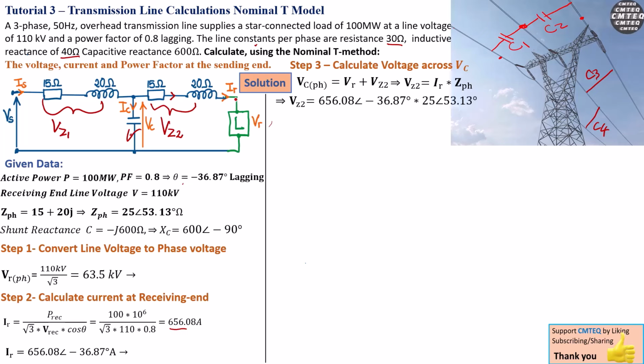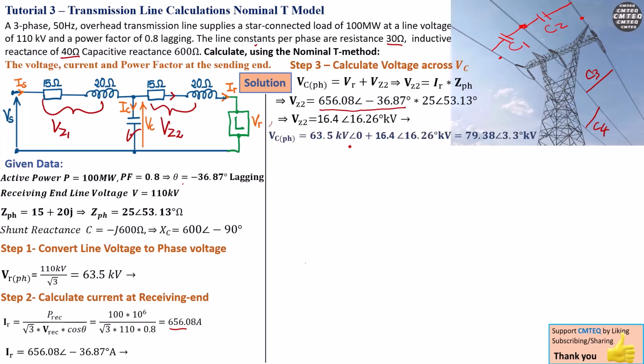Okay, and we can calculate VZ2, which is the current times the impedance per phase. One thing to remember is this line current is equal to the phase current in a star connected transmission line. I explained that in the previous tutorial. Now moving on, we found our VZ2.